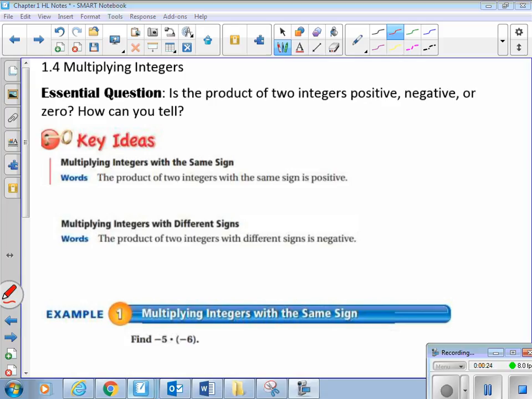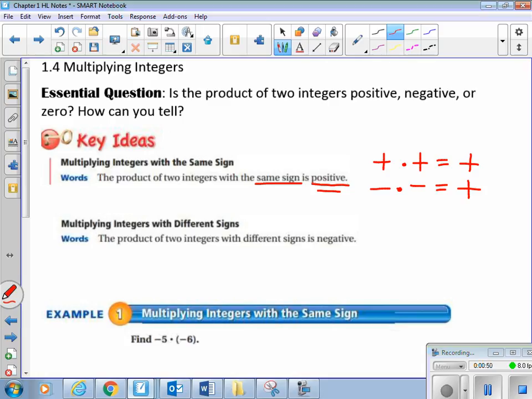When multiplying integers with the same sign, the product of two integers with the same sign is always going to be positive. So if I have a positive times a positive, my answer is a positive. If I have a negative times a negative, since the signs are the same, my answer becomes positive.